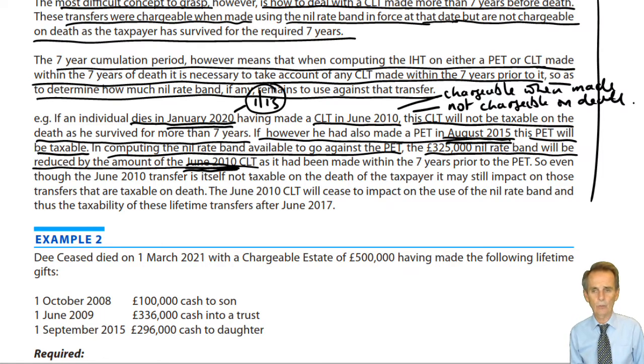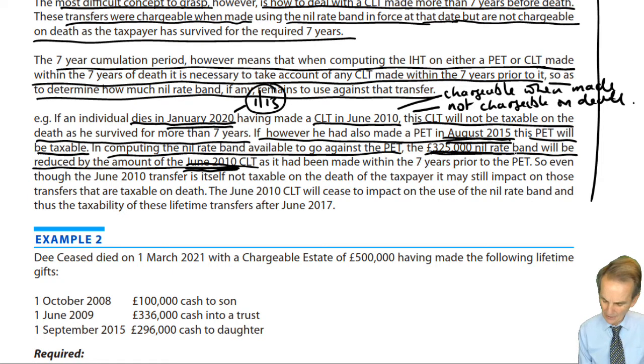Now, if that figure was itself more than 325, it would mean that the PET would become fully chargeable. But even if it wasn't more than 325, whatever it was, I will give you some numbers in a moment's time, that amount of the nil rate band would be deemed to have been already used, and the PET would only have available what remains. So the 325,000 nil rate band will be reduced by the amount of the June 2010 CLT, as it had been made within the 7 years prior to the PET.